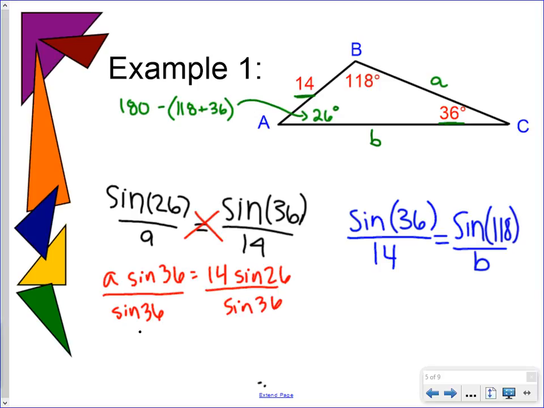What should you do with your calculator before you start typing things in? Make sure it's in degree mode. Okay. So many times in chapter 6, we're going to be working in degree mode. So go ahead and make sure your calculator's in degree mode right now. Over here we could do the same thing, cross multiply. This time we get B times sine of 36 equals 14 times sine of 118. And we're still going to have to divide by the sine of 36.